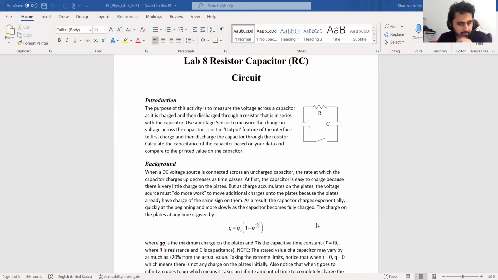And the charge on the plates at any given time is given by this equation here. Q is the charge at any given time. Q naught is the maximum charge on the plates. And here in the bracket, we have 1 minus exponential raised to minus t over tau. Tau is just resistance times capacitance, so that is what tau is here. And t is, obviously, time.